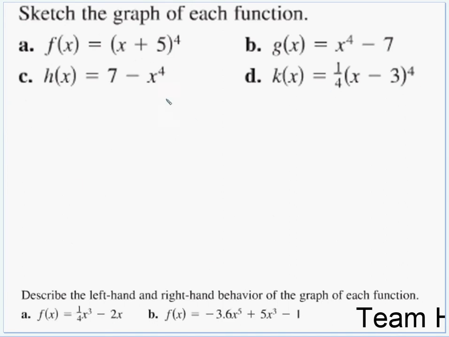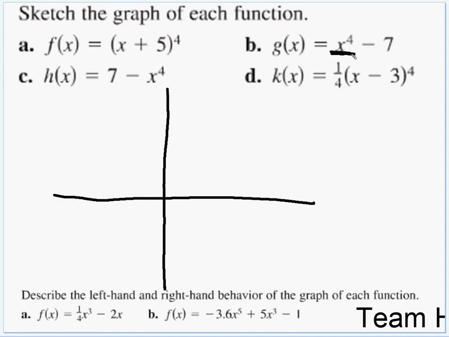Letter B, x to the fourth minus 7. So if we look at just this, x to the fourth, that's going to be opening up, parabolic in shape. And in here, that -7 is outside. It's not inside a set of parentheses. So this is a shift down 7 units. This is not going to be very good to scale, but I'm going to go down 7 here, down to -7. That will be my vertex. And then it opens up. And I will go over 1 and up 1. So here we are at 1, -6, and -1, -6.